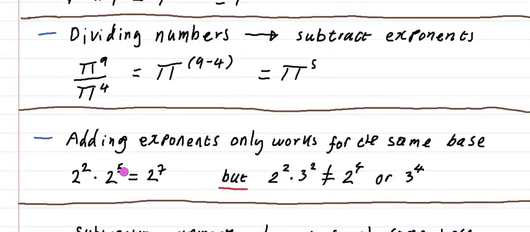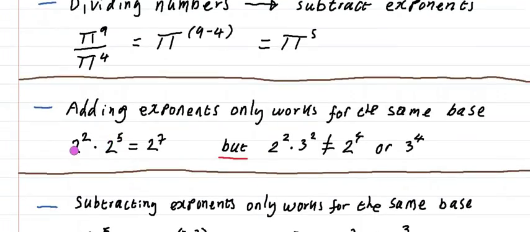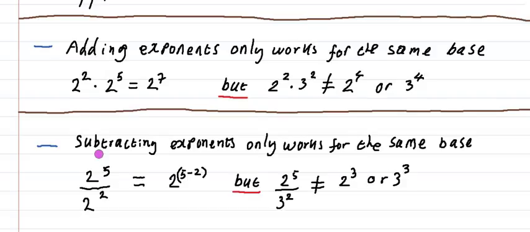Adding exponents only works if you have the same number base. You can multiply together 2 to the power of 2 and 2 to the power of 5 to give 2 to the power of 7. But you can't multiply 2 squared by 3 squared to get a simple power of either 2 or 3. The same is true for subtracting exponents. You need to have the same number base when you divide one number by another. 2 to the power of 5 over 2 to the power of 2 gives you 2 to the power of 5 minus 2. But 2 to the 5th over 3 squared does not equal either 2 cubed or 3 cubed.